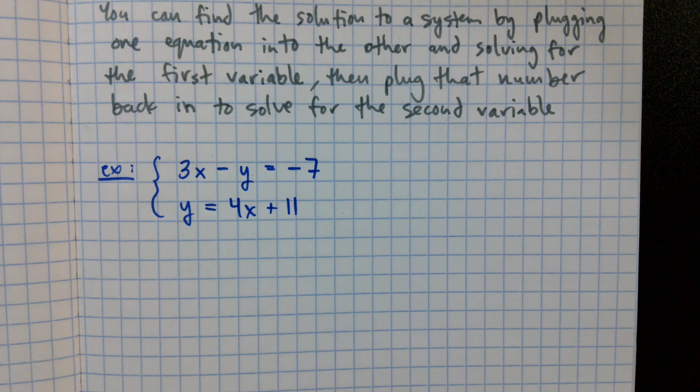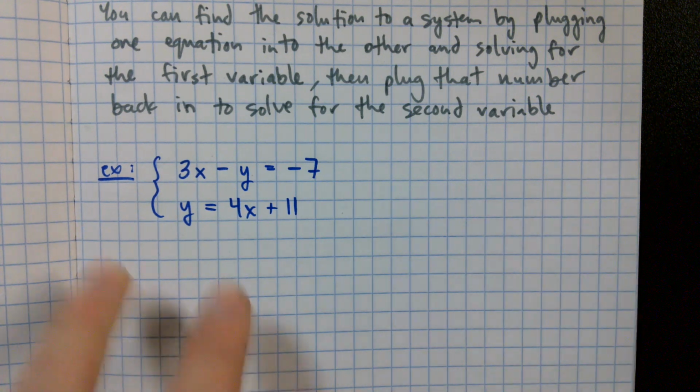That sounds confusing, but it's really not. Once we have that first variable, whether it's x or y, we're going to plug that x or that y into one of the equations to solve for the second variable, either x or y. Again, I know that sounds convoluted, but it's really not. Let's take a look at this system right here.